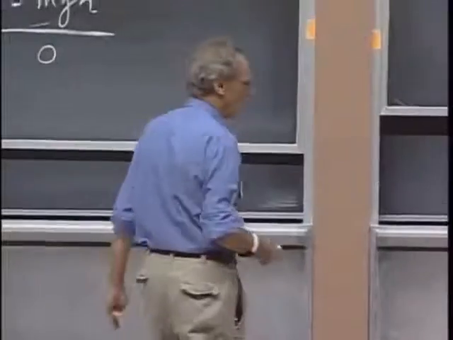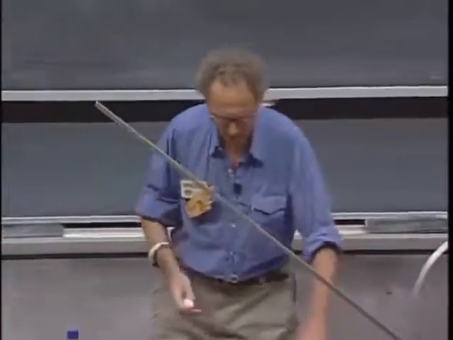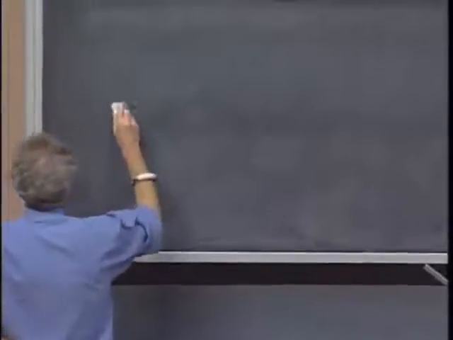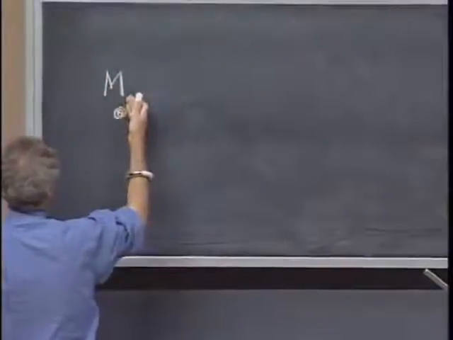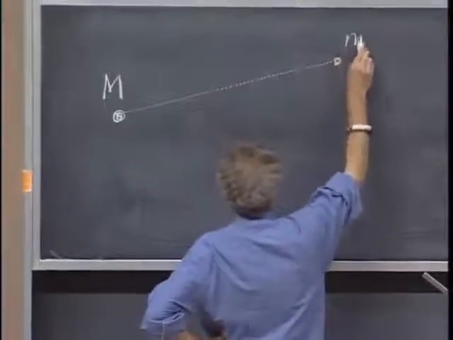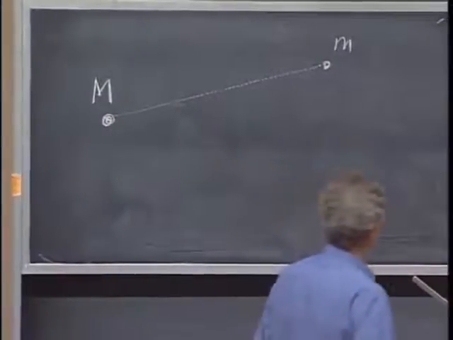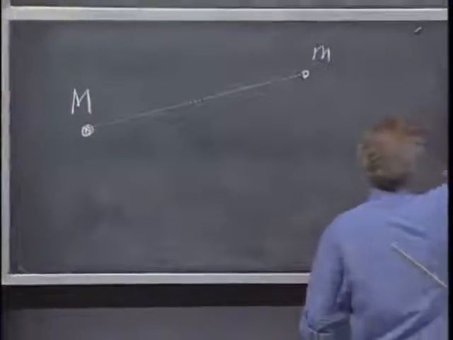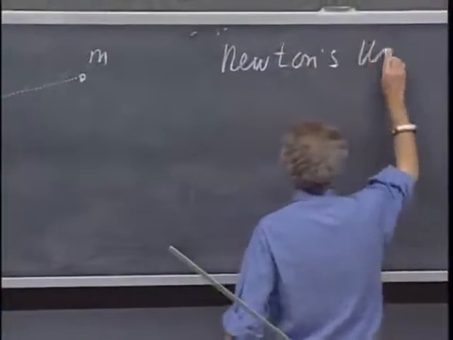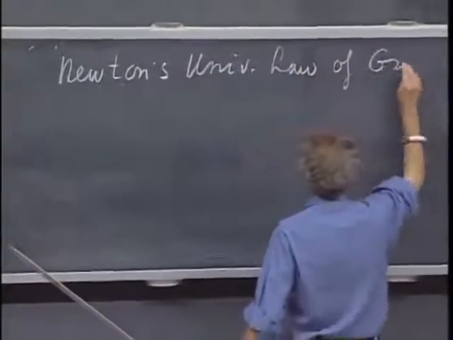So if we apply that concept, then we first have to know what is the gravitational force. If this is an object capital M, and you can think of this as being the Earth if you want to, and there is here an object little m, then I have to know what the forces are between the two. And this now is Newton's universal law of gravity, which he postulated.